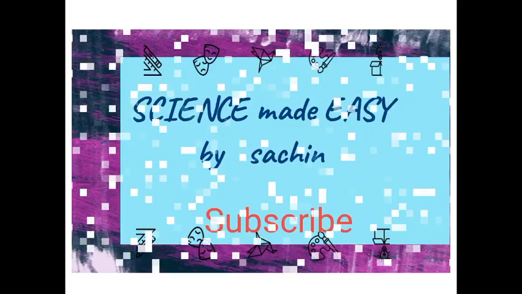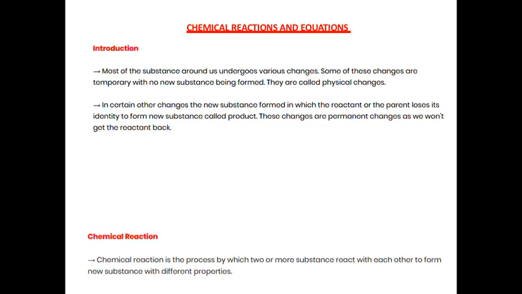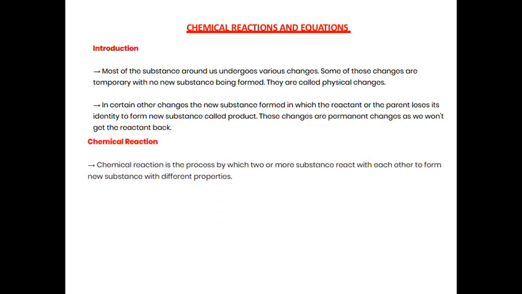Dear students, in this video I am going to explain something about chemistry chapter 1, that is chemical reactions and equations. We know that we generally see two types of changes in our surroundings. The one is in which no new substances form, and the second one in which new substances are formed. So the changes in which no new substances form are called physical changes, and the changes in which new substances are formed are called chemical changes.